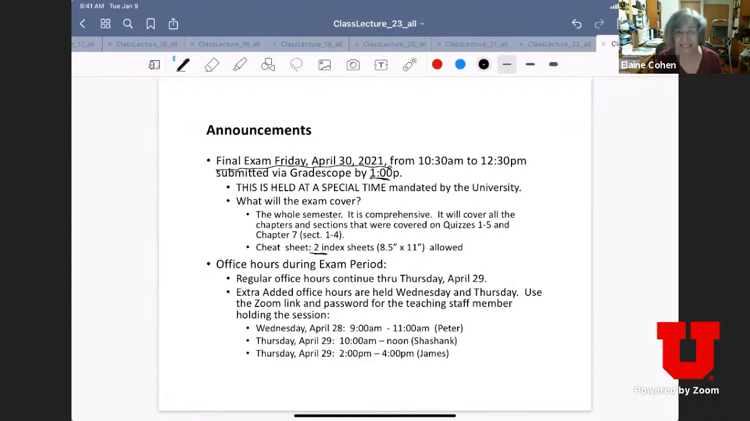So Wednesday has 6 hours. Thursday, in addition to the regular Thursday office hours, we have 10 a.m. to noon, 2 extra office hours in the morning on Thursday, and 2 to 4 p.m.